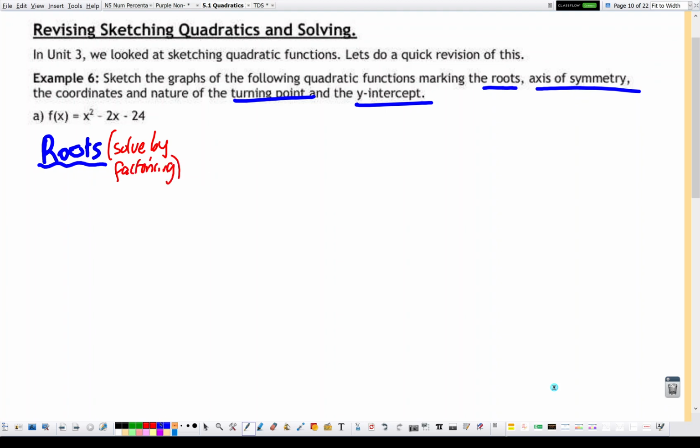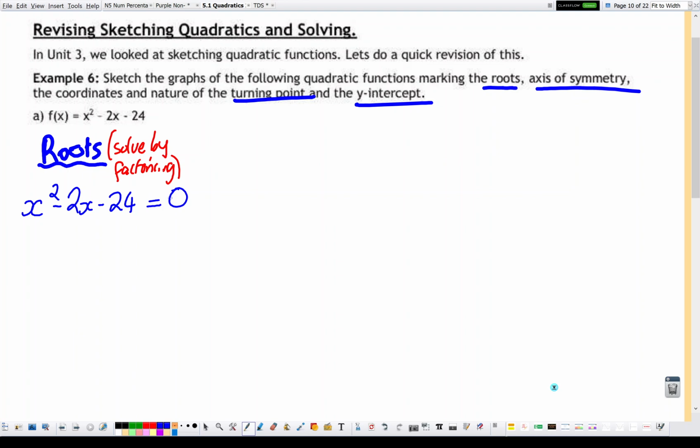Okay, so remember, we can either solve by factorising or solve using the quadratic formula. But when we're sketching a graph, we should always be able to factorise this. So x squared minus 2x minus 24. Now, the roots occur when y equals 0. So we change f of x to 0, and that's what we set this up to equal. So x squared minus 2x minus 24 equals 0.